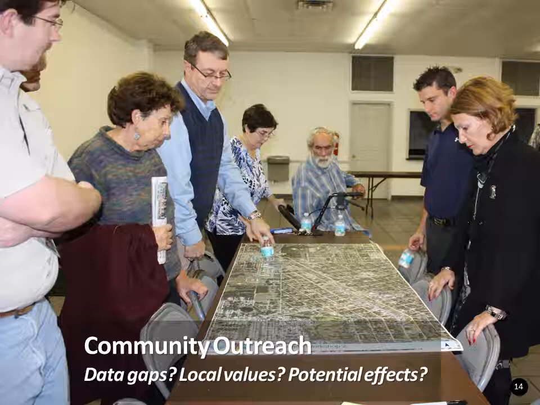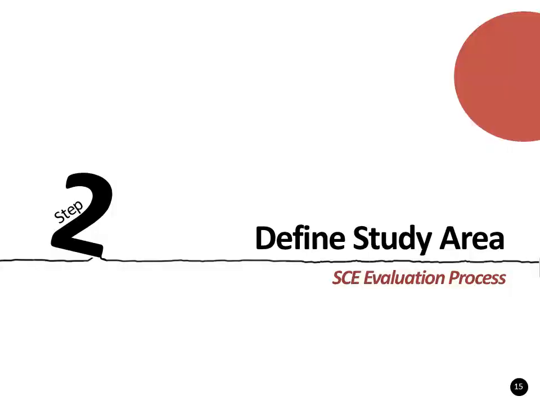Some sources of this information include NPO and local government planners, government advisory boards and committees, and community and resource user groups. The extent of the community outreach effort for SCE evaluation is influenced by the project phase, scope, and potential for effects. Step 2 of the process is to define the study area for the sociocultural effects evaluation.